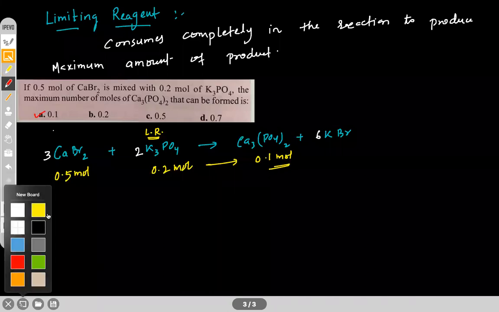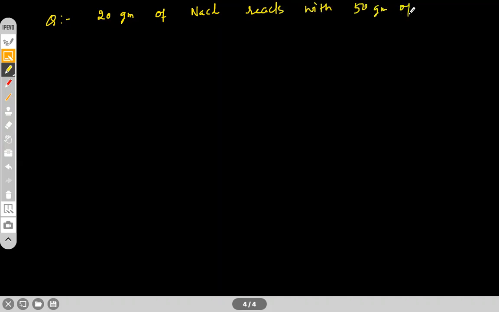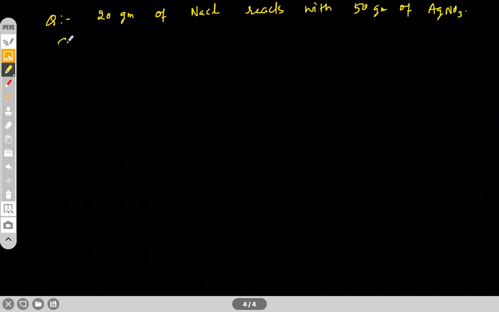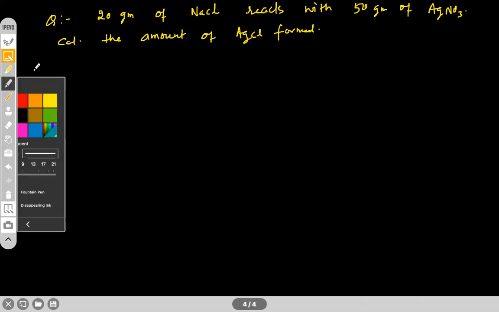Okay, one more question you see. 20 grams of NaCl reacts with 50 grams of AgNO3. Calculate the amount of AgCl formed. Try this one.